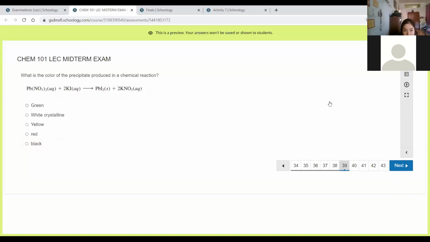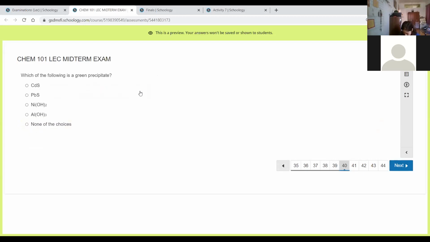Number 39. What is the color of the precipitate produced in a chemical reaction? Lead nitrate plus potassium iodide gives you lead iodide. If you studied the PowerPoint presentation, lead iodide is one of the examples of a precipitate. Look at the PPT. The color of lead iodide is there, right? Lead iodide is the solid, so it is the precipitate. What color is written there for lead iodide? Okay, very good. It's yellow. So the answer here is yellow.